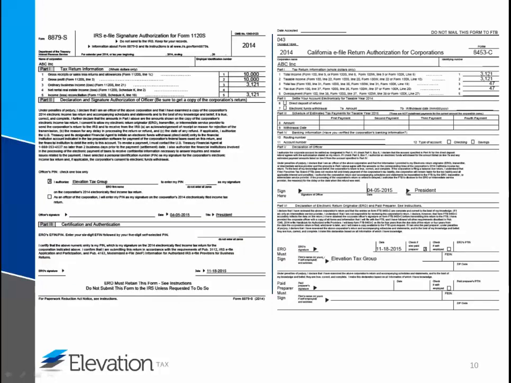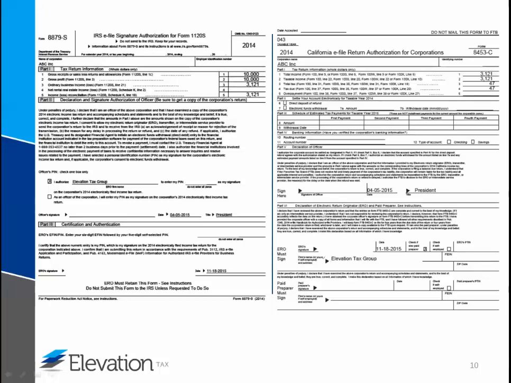So on this slide is a couple of examples of signature documents. On the left, Form 8879-S is the federal form, and this should be included in your file. The form on the right is the e-file form for the state of California, and I'm just using California as an example for illustration purposes in this video. Your state form will be included in your file if you are required to sign one.